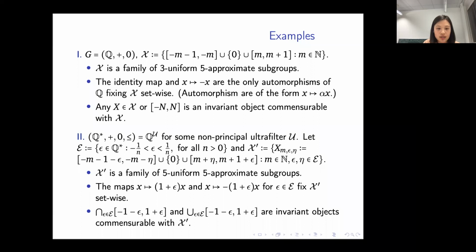So what you can do is take the infinite intersections of intervals around zero. For example, you can take infinite intersections of the intervals of the form minus one minus epsilon to one plus epsilon for any epsilon in the infinitesimal set. Or you can take the infinite union of them. And these will be invariant objects commensurable with the original family X prime. And you cannot obtain any invariant object by just finite intersection or finite union.